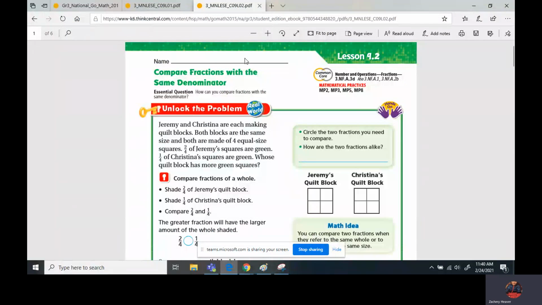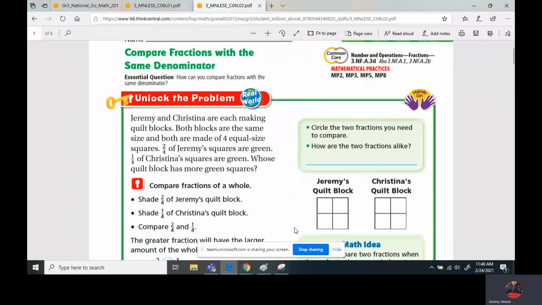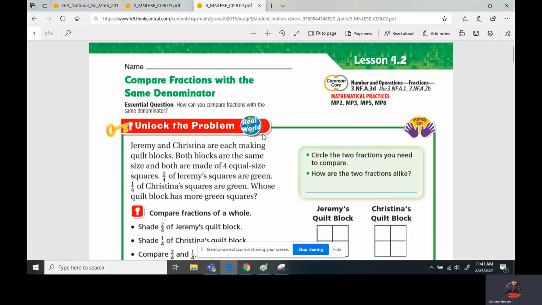Okay, so today is 9.2, and it's just the same thing. We're going to compare fractions with the same denominator. Okay, that's the bottom number, denominator. D means down. Last lesson, we did kind of a little bit of a mix of both, to introduce you to let you know, hey, some of these are a little bit different. Now, this lesson, I'm going to tell you right now, it's going to be a little bit easier.